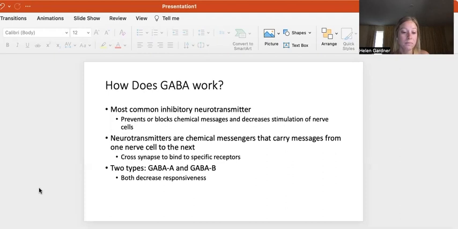Then there are two types of GABA receptors on the nerve cells: GABA A and GABA B. Although they work in different ways, when GABA binds to these receptors, the result is that they decrease the responsiveness of the nerve cell. So this means that an inhibitory neurotransmitter, like GABA, lessens the ability of a nerve cell to receive, create, or send chemical messages to other nerve cells.